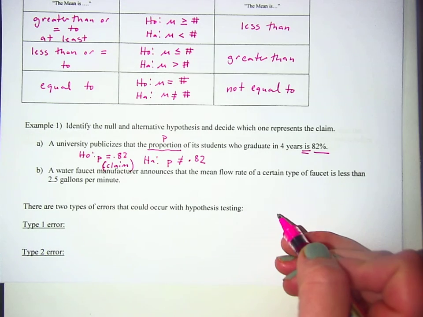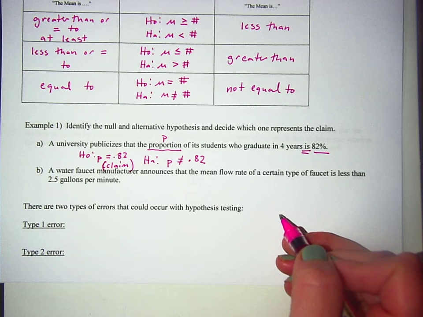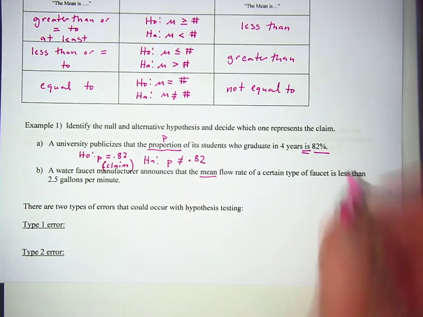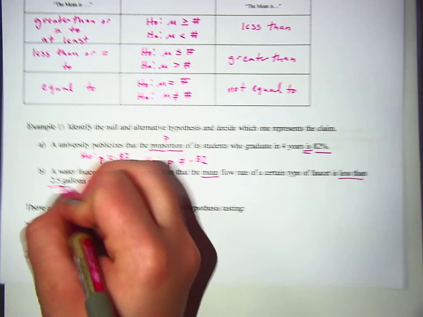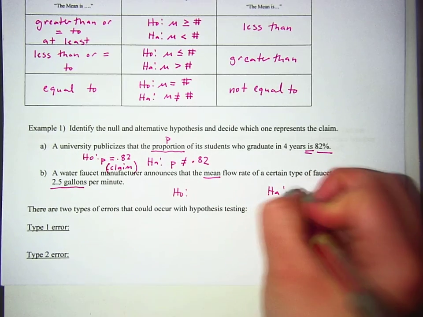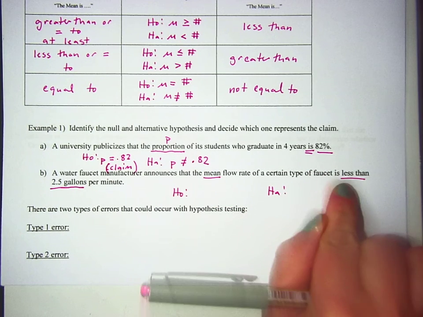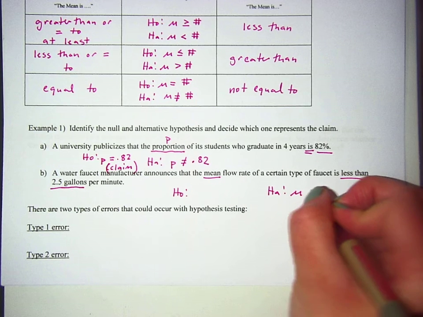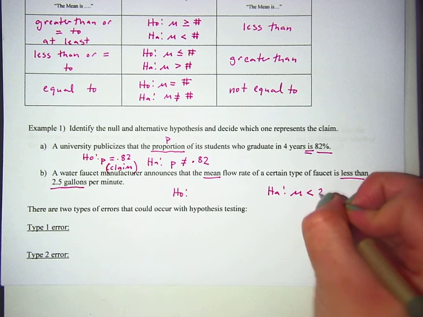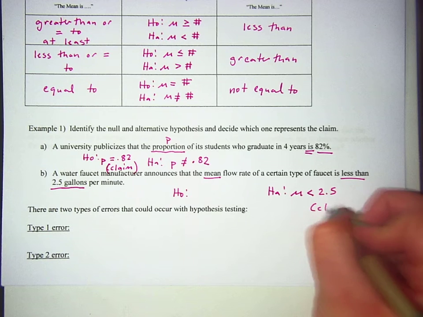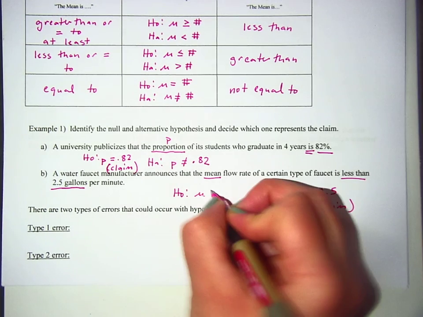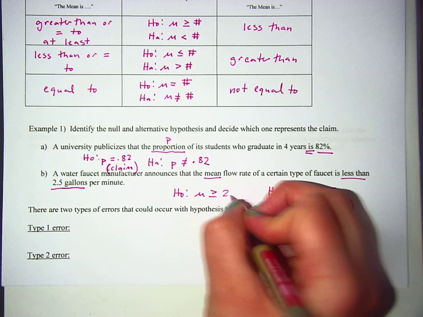Okay, next one, the water faucet manufacturer announces that the mean flow rate of a certain type of faucet is less than 2.5 gallons. Okay, so H sub O, H sub A. So this one says less than, so that must be the alternative, because remember the alternative is the one without an equals. So less than 2.5, and that's the claim. So in this case, the claim is actually the alternative. And here it is, mu is greater than or equal to 2.5.